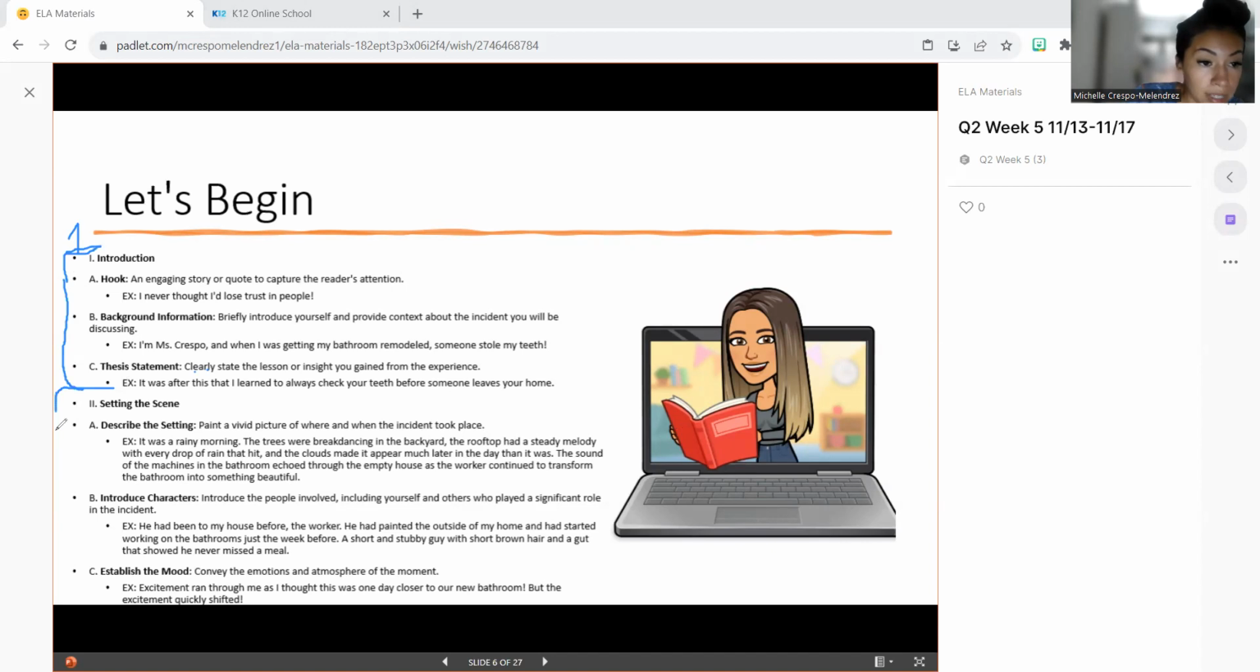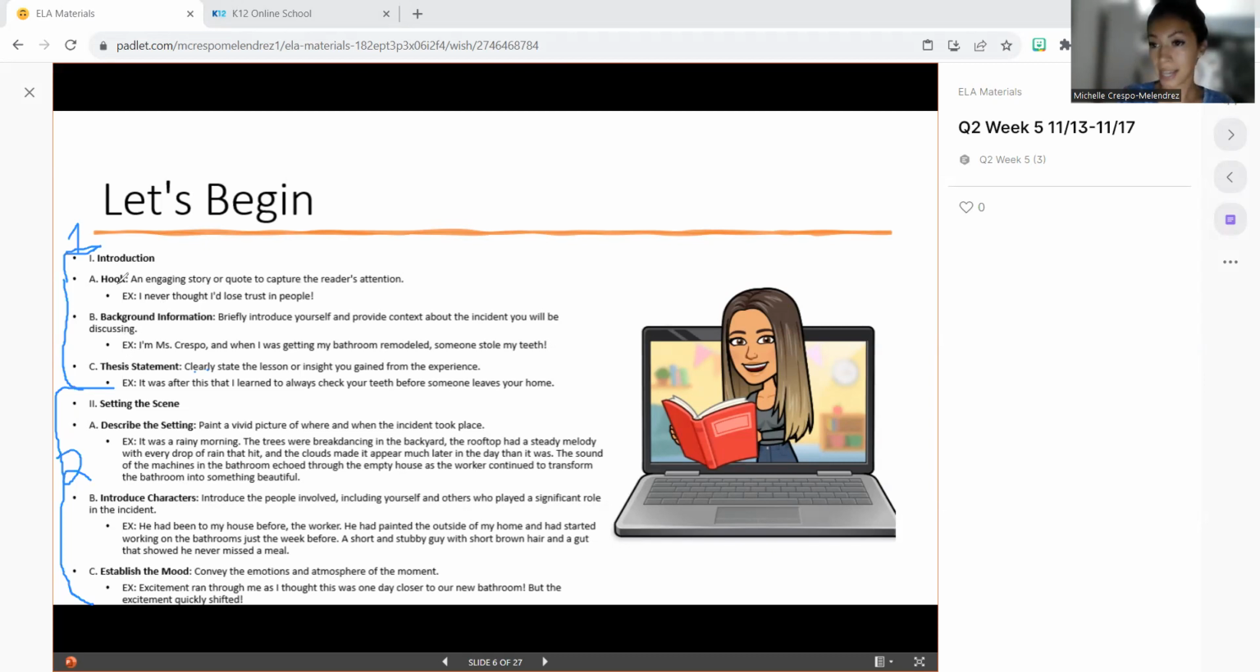Section 2 is setting the scene, and that's an additional paragraph. So you will end up with 2 paragraphs today. The first paragraph has 3 parts: the hook, background information, and a thesis statement.